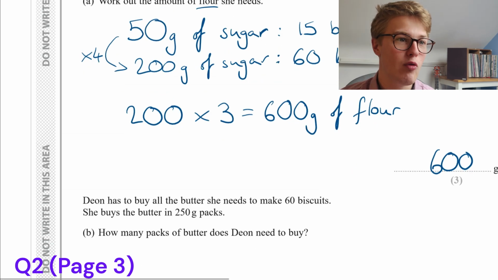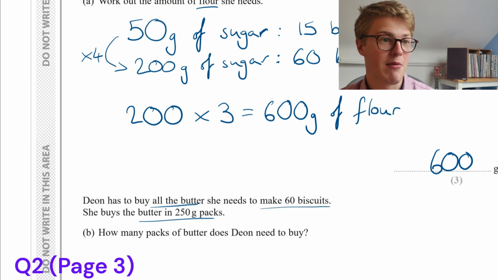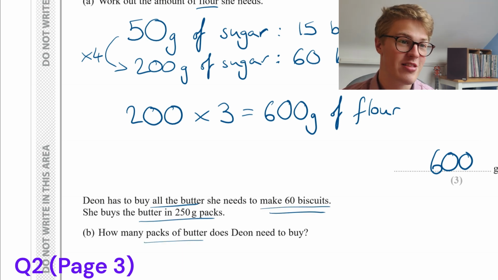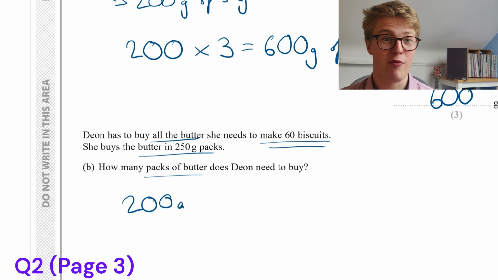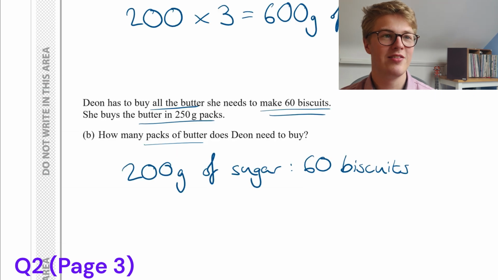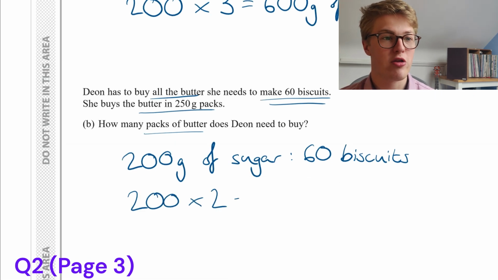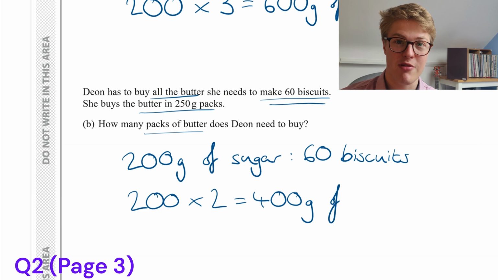Dion has to buy all the butter she needs to make 60 biscuits. She buys the butter in 250 gram packs. How many packs of butter does Dion need to buy? So 200 grams of sugar makes 60 biscuits, and we know this from the first part of the question. And we need double the amount of butter as we have sugar. So therefore 200 times 2 gives us 400 grams of butter.